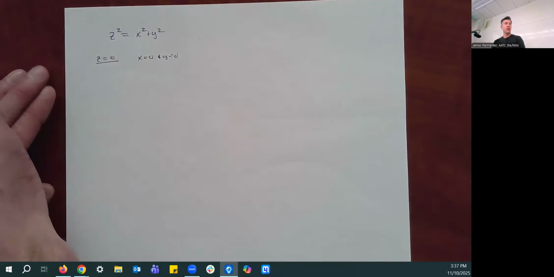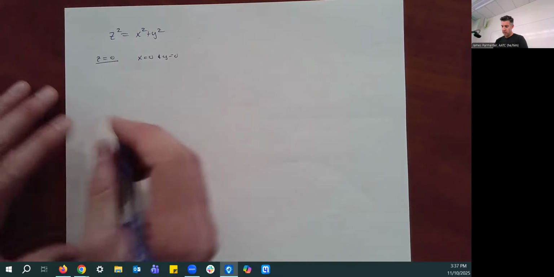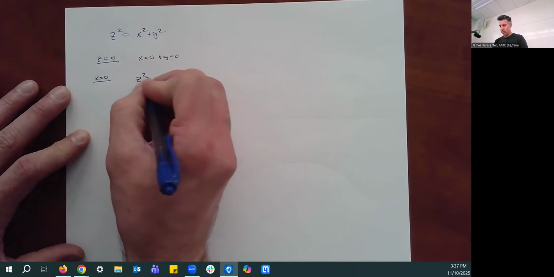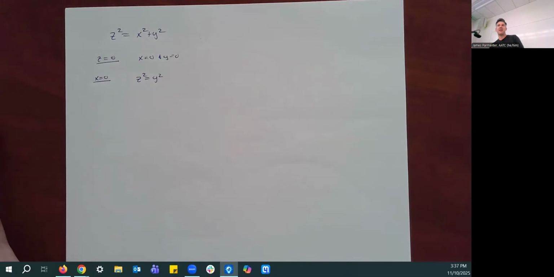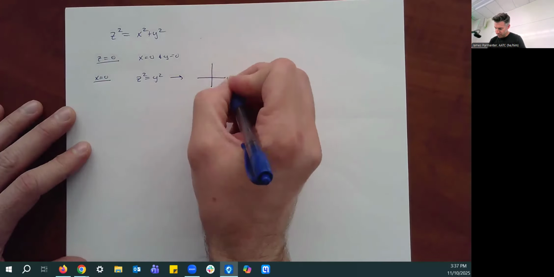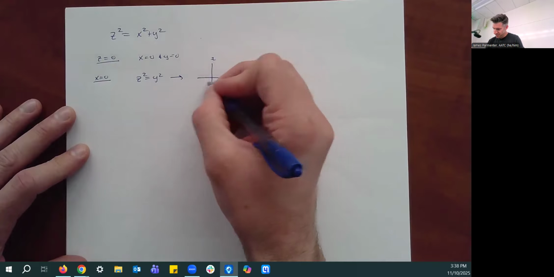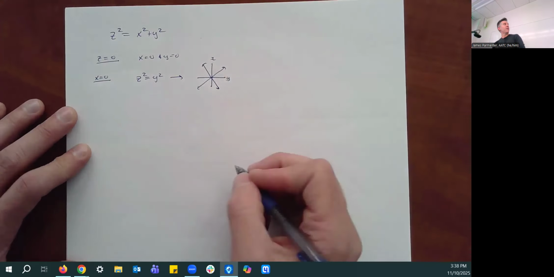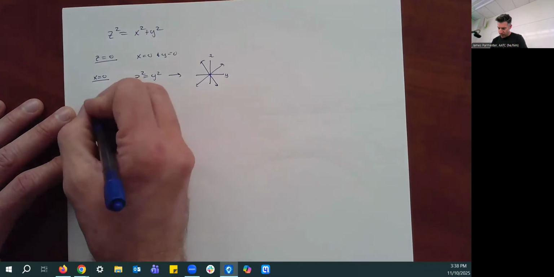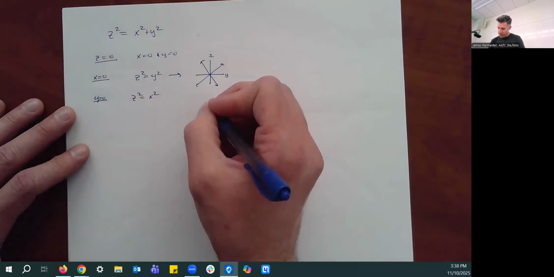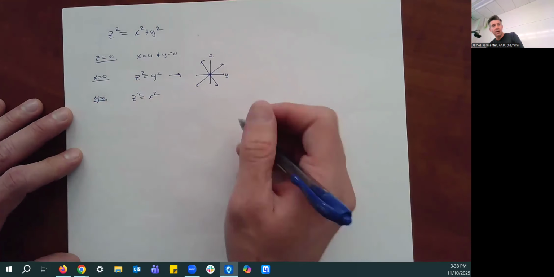That's the only option. But in the other two planes, in the x equals 0 plane, look, we're getting z squared equal to y squared. It's those two lines that make an x again. And how fun. So that's what we get in the yz plane. And if we set y equal to 0, we get z squared equal to x squared, which is also the same shape, which I don't need to draw again.